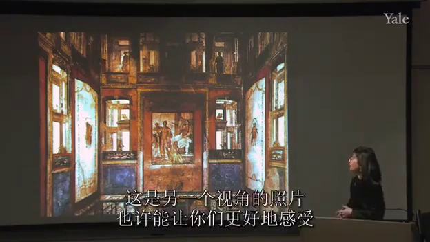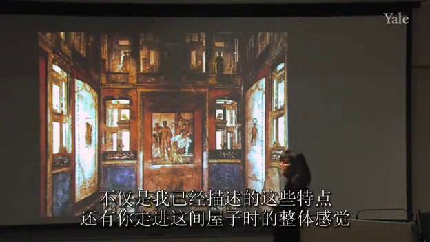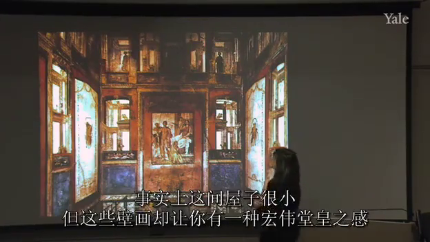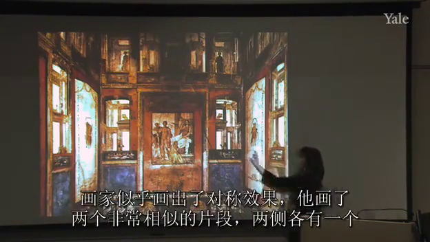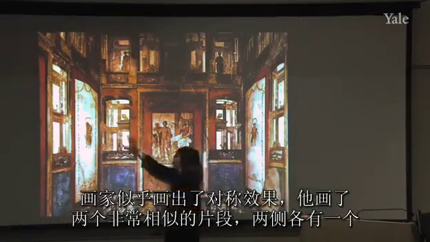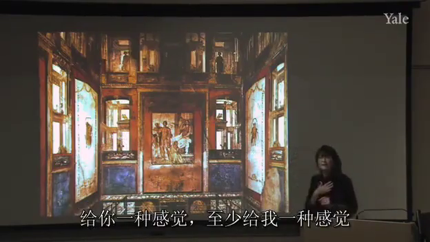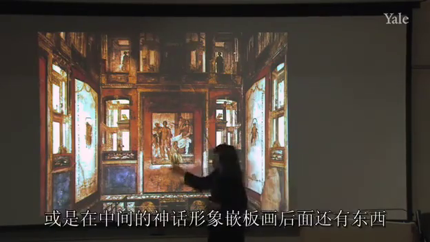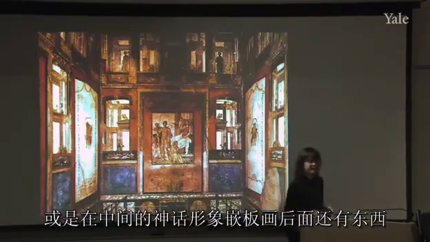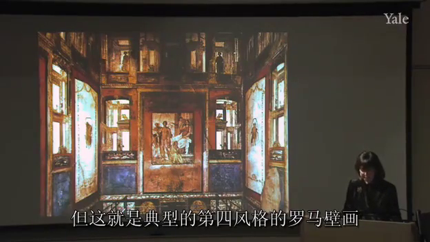Here's another view, one that perhaps gives you an even better sense, not of everything I've described, but of the overall appearance of this room as one walks into it. It's actually a very small room, but it gives you the sense of grandiosity. And this is interesting too, because in this case the artist has matched up two very similar fragments, one on either side, that, as you stare at it, gives me the sense that perhaps there is something that continues behind the wall or behind the central mythological panel picture that you see here. But this is quintessential fourth style Roman wall painting.